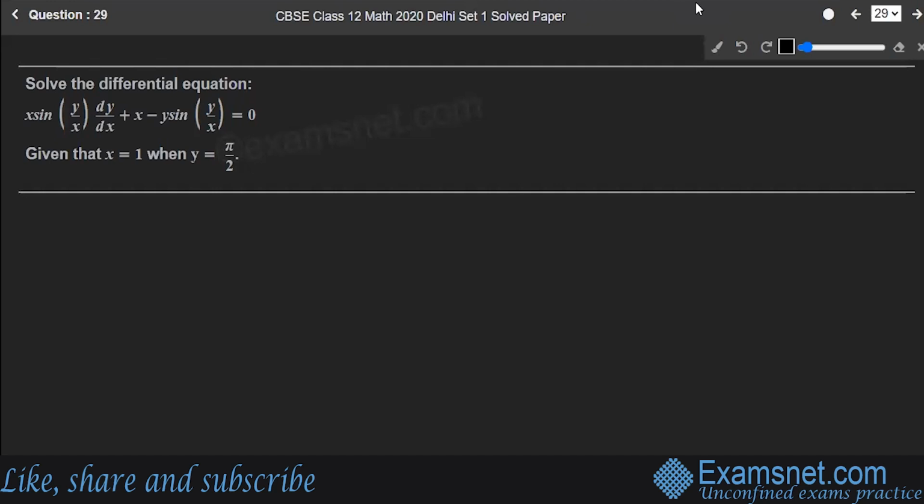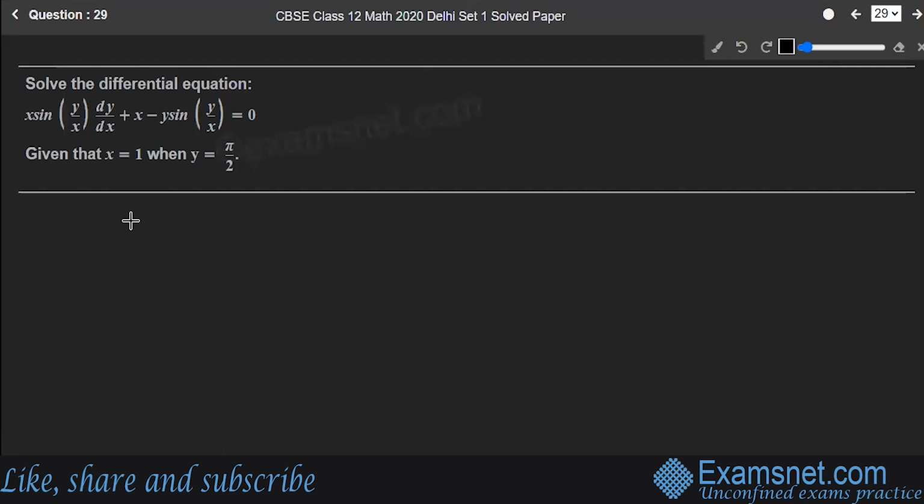Question number 29. Solve the differential equation x sine y upon x dy by dx plus x minus y into sine y upon x is equal to 0, given that x is equal to 1 when y is equal to pi by 2. Okay, you're given that when y is equal to pi by 2, x is equal to 1, and you have to solve this differential equation. In other words, you have to get the value of y. Okay, fine. So let's start with the sum.